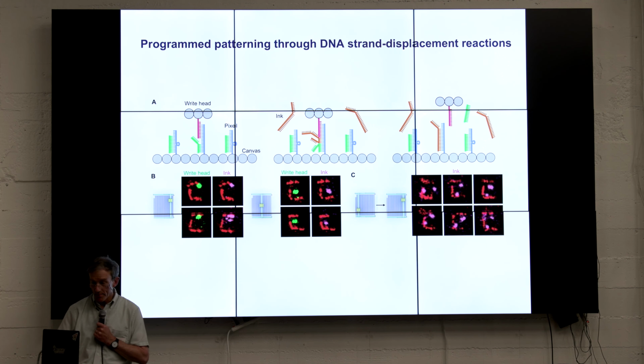I hope Eric will tell you a bit more about this, but what we've done with it is pattern add fluorophores, in fact, to the DNA canvas. We've written by catalyzing strand displacement reactions to hybridize fluorescently labeled strands to a canvas.